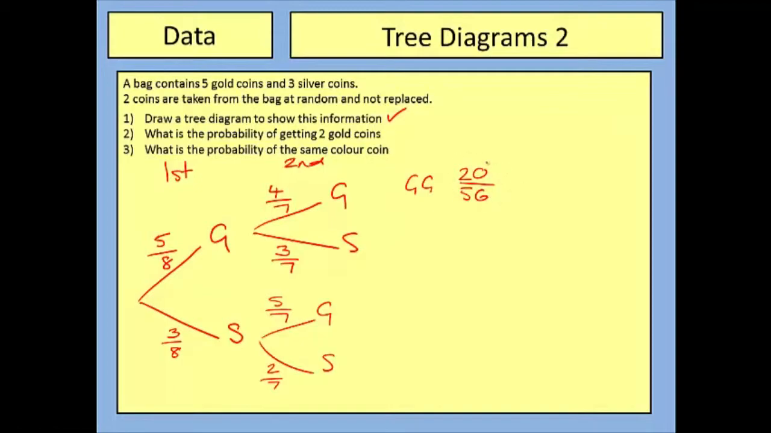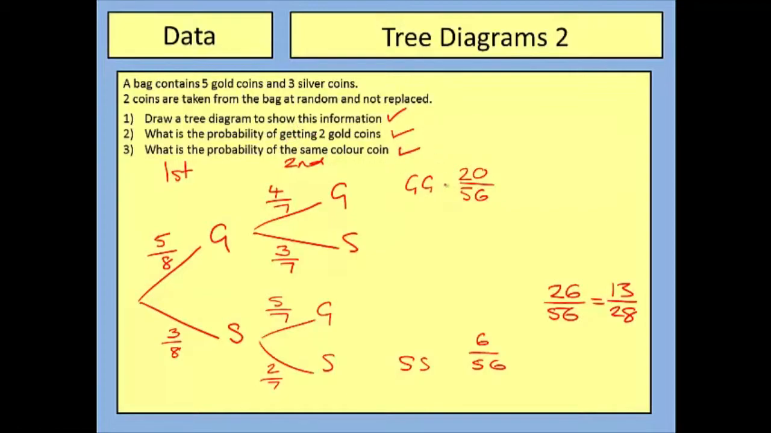Now I'm not going to simplify down just yet because I want to have a look at the rest of this question. Part 3, what is the probability of the same colour coin? Well, here I'm interested in what happens if I get gold, gold or silver, silver. So let's work out the probability of silver, silver. I'm going to do 3 times 2, which is 6, and 7 times 8, which is 56. Now these two, remember I said I want this one or this one. So to get an OR rule, we add them together, giving me 26 over 56, which I'd simplify down to 13 over 28.